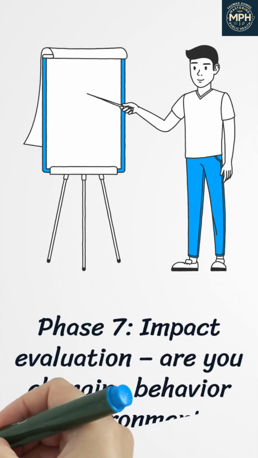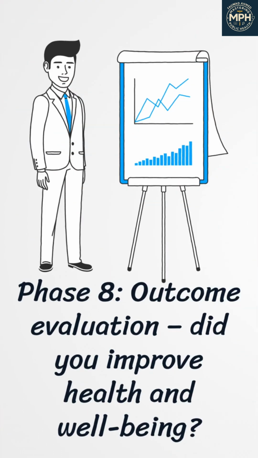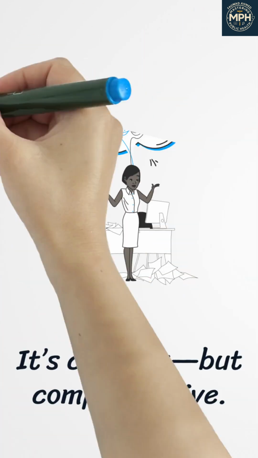Phase 7, impact evaluation: are you changing behavior or environments? Phase 8, outcome evaluation: did you improve health and well-being? This model works backward from desired outcomes to guide program design. It's complex but comprehensive.